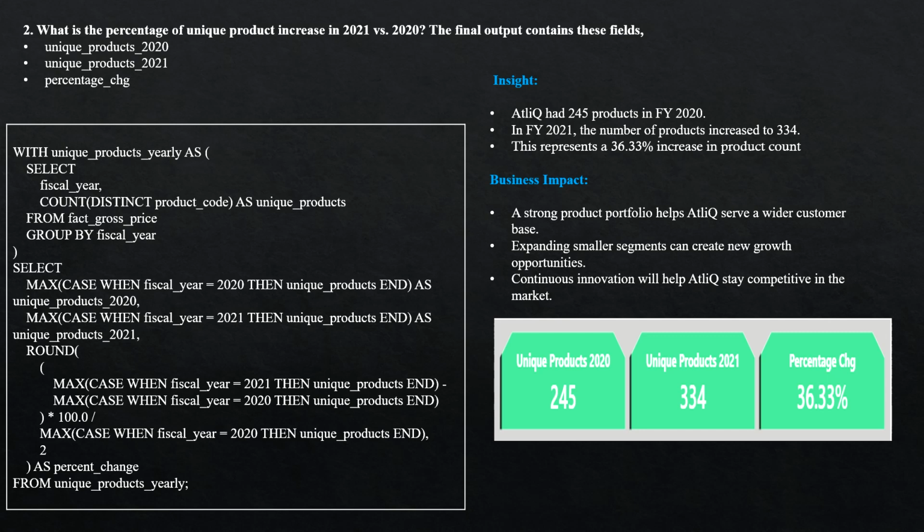And the business impact: a strong product portfolio helps AtliQ serve a wider customer base. Expanding smaller segments can create new growth opportunities. Continuous innovation will help AtliQ stay competitive in the market. So here we can see unique products 2020 is 245, 2021 is 334, and the percentage change is 36.33 percent.